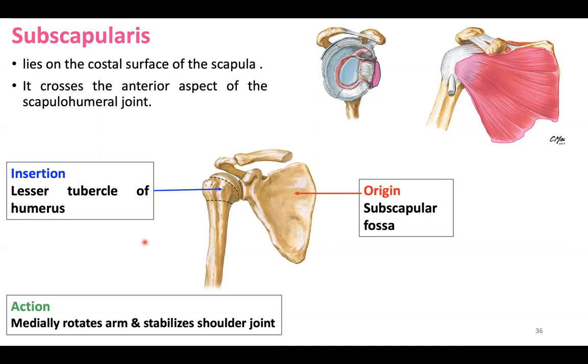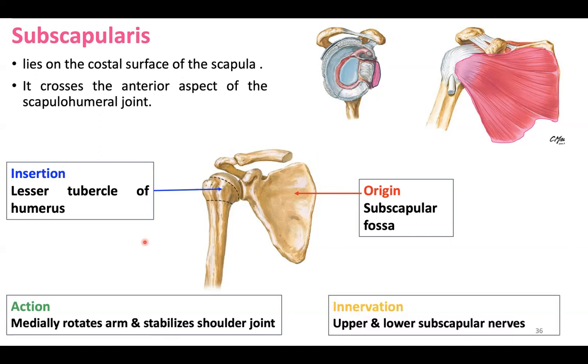Infraspinatus and teres minor, their action is lateral rotation. But subscapularis, its action is medial rotation. In addition, like the other muscles, it stabilizes the shoulder joint. And it's innervated by the upper and lower subscapular nerves. These are branches from the posterior cord of the brachial plexus.